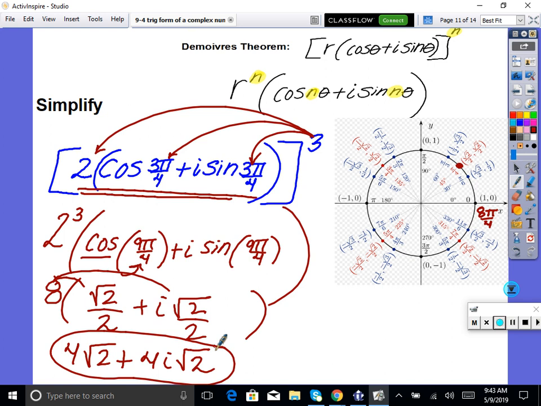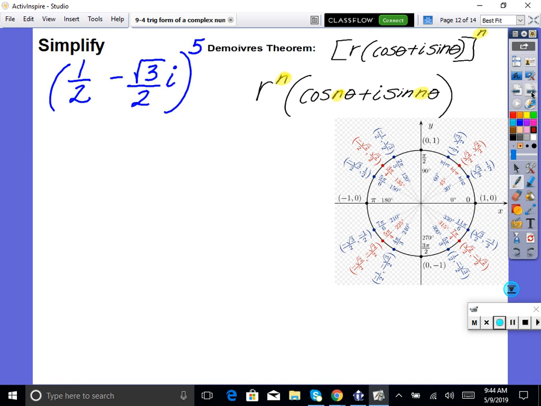Are you guys understanding? Okay, let's now look at this bad boy. Okay, so we have 1/2 minus root 3 over 2 i raised to the 5th. Now, if we were so desirous, we could make a Pascal's triangle for our coefficients, but that would take forever. So wouldn't it be better to take this a plus bi, convert it to its trig form, and then we can use De Moivre's theorem instead?